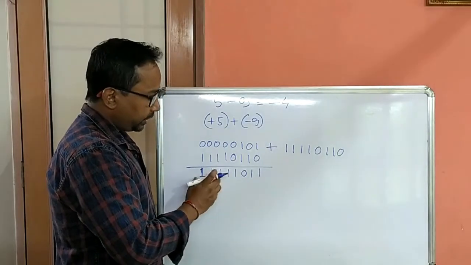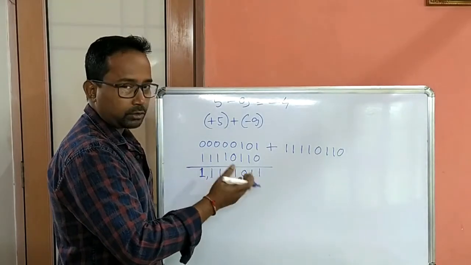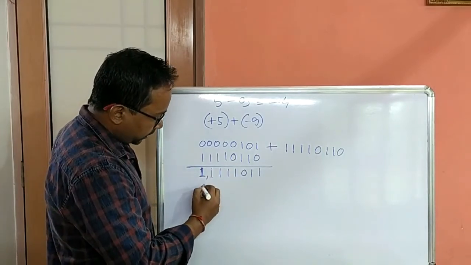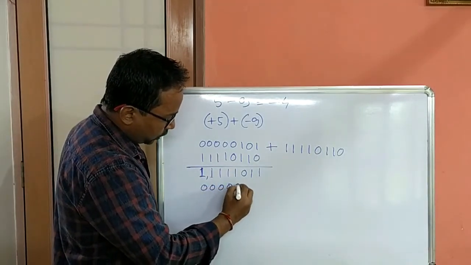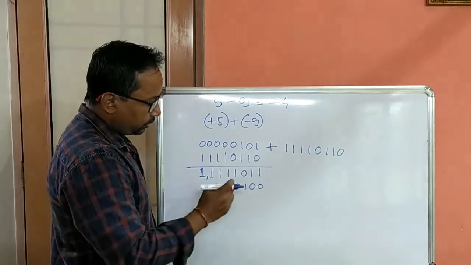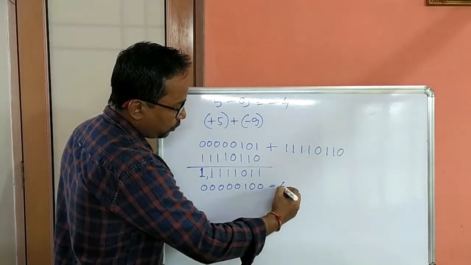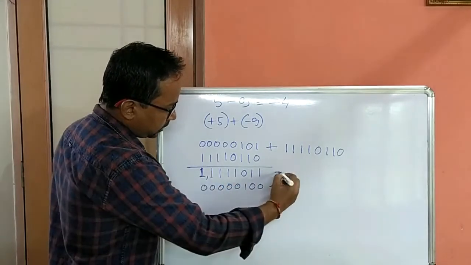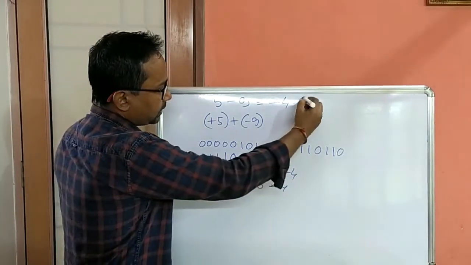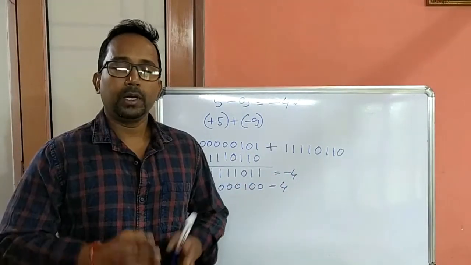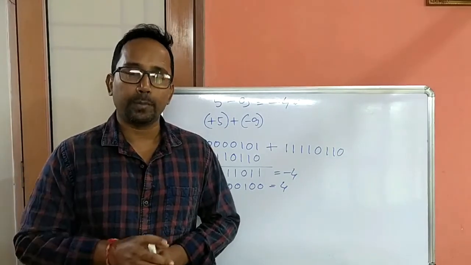Now to get the binary equivalent of this negative number, first you have to find out the complement of this number, which will be 0, 0, 0, 0, 0, 1, 0, 0. Now you find out the decimal equivalent of this number. That is 4. So that means this number is minus 4. So the answer is correct. Now let us learn subtraction using 2's complement notation.